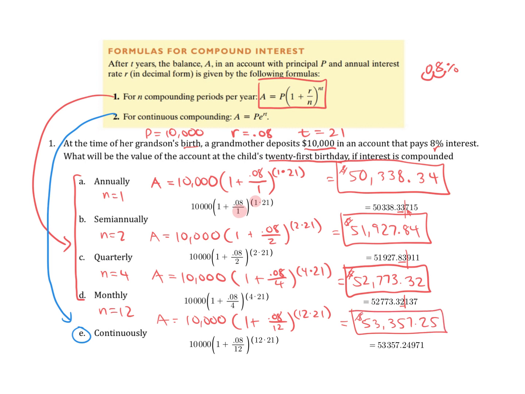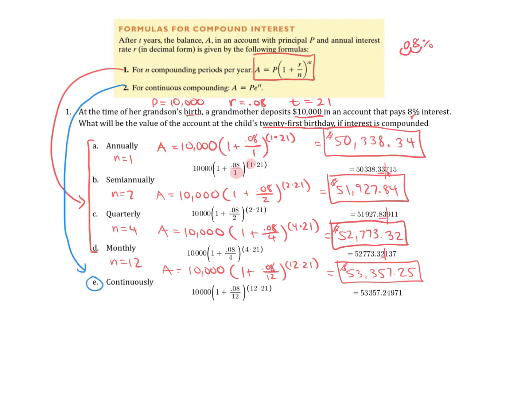Notice that when we compare annual compounding interest to monthly, it's a difference of about $3,000. So the more often interest is compounded, the more money you end up with in the end. Now for part E, interest is being compounded continuously. This time there is no n value, so I'm not using the formula we used for parts A through D. I'm using this formula in number 2 that is specifically for continuously compounding interest.